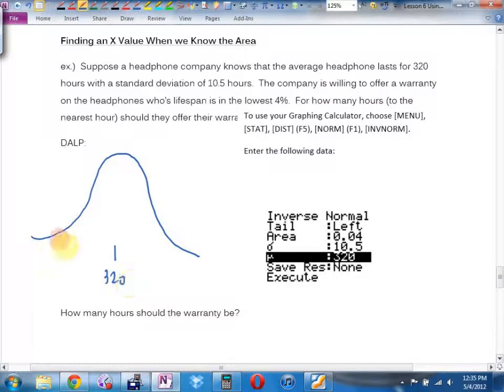And what we want to find, Colleen, is how many hours are the lowest 4%. That's what we'll put as our warranty on our box. Does that make sense, Zach? And hopefully you're saying, oh, this would actually be kind of useful for a company to be able to do.